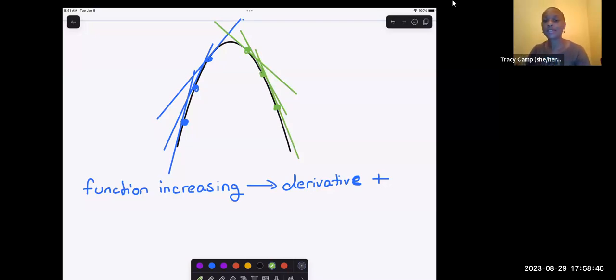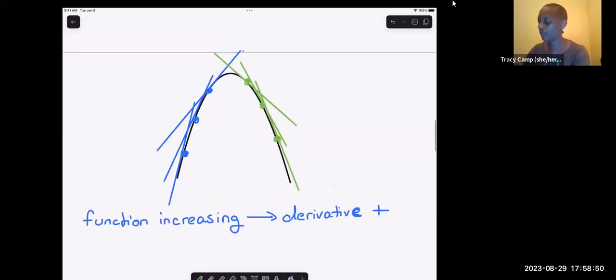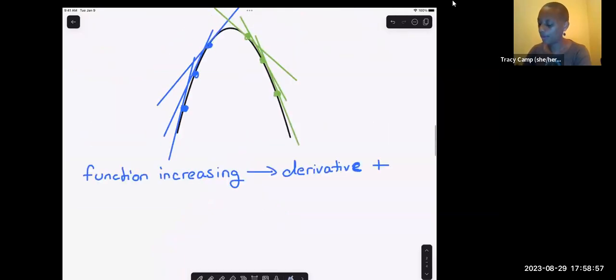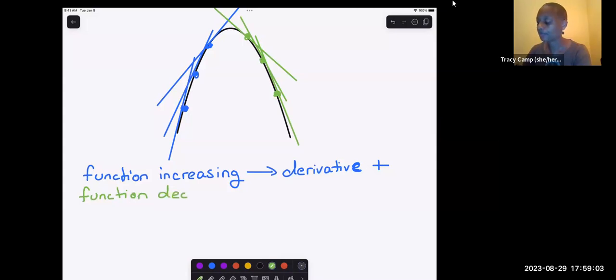But notice my green tangent lines are all decreasing, which means that all of their slopes are negative. And that's just another little rule: whenever your function is decreasing, the derivative, which represents the slope of the tangent line, is going to be negative.